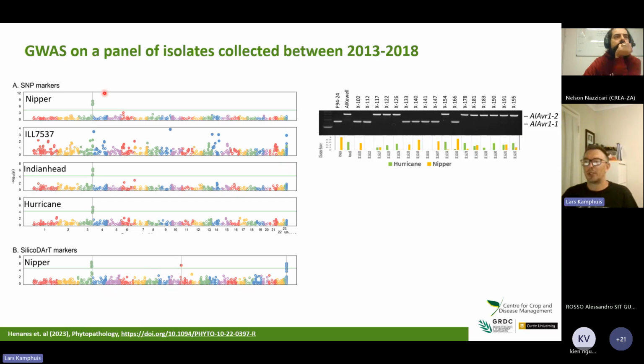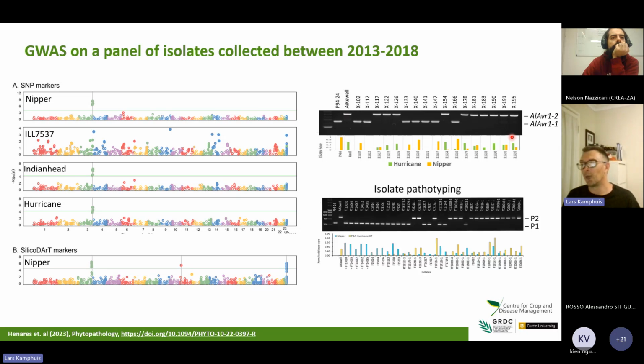But when we took the ALAVR1 gene and our markers that can distinguish the two forms, so 1-1 and 1-2, we previously showed you that that holds up nicely with Hurricane pathogenicity. We did the same on that isolate collection, and again, what we found was that if you were pathogenic on Hurricane, you had that upper band, and that's what you can see.